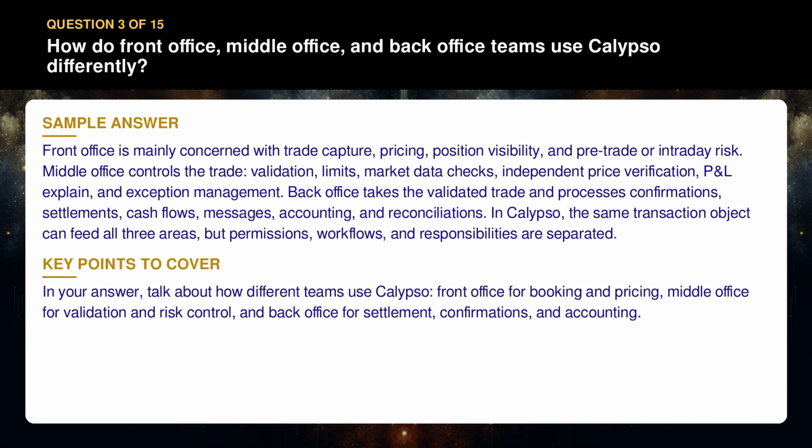In your answer, talk about how different teams use Calypso: front office for booking and pricing, middle office for validation and risk control, and back office for settlement, confirmations, and accounting.